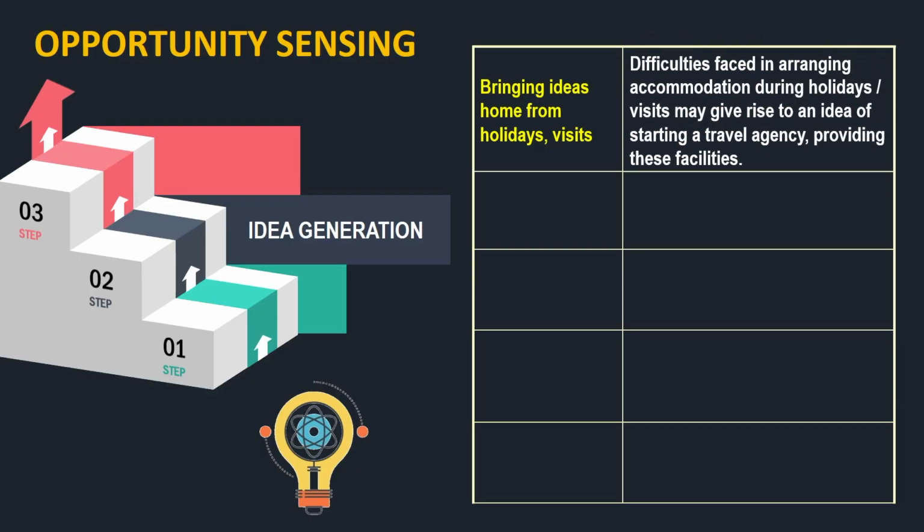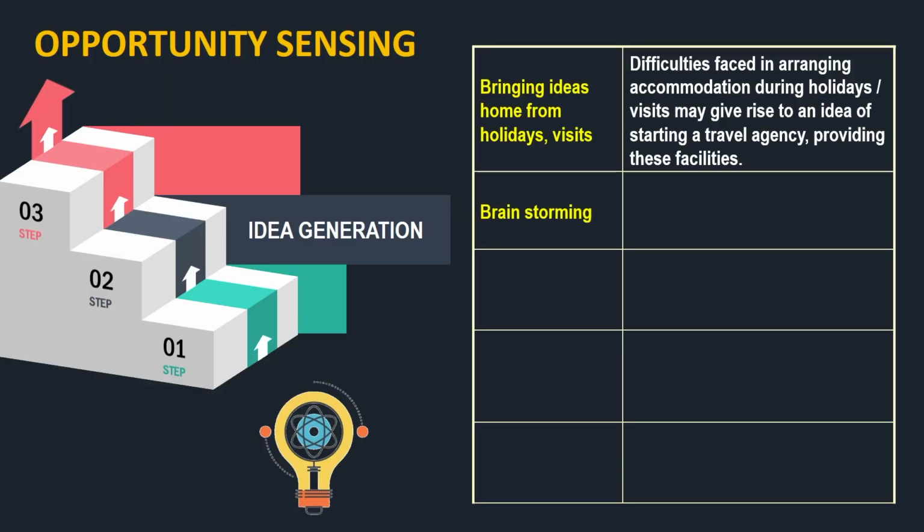Difficulties faced in arranging accommodation during holidays or visits may give rise to an idea of starting a travel agency or providing these facilities. In fact, that is how Oyo Rooms came about. Even Ola Cabs and Uber Cabs, the same thing, they came from there only.